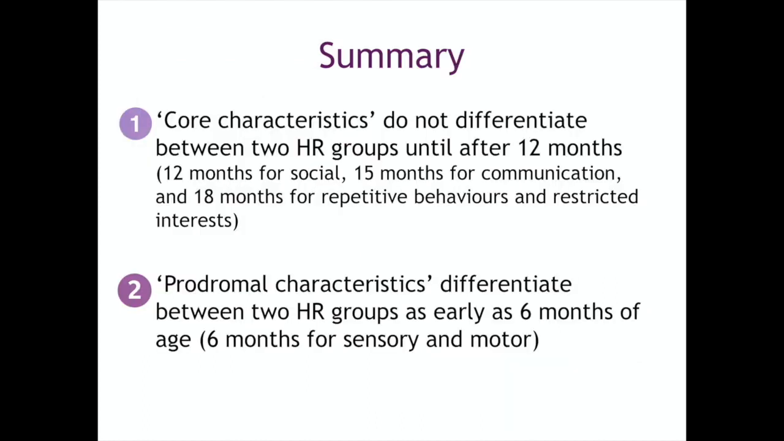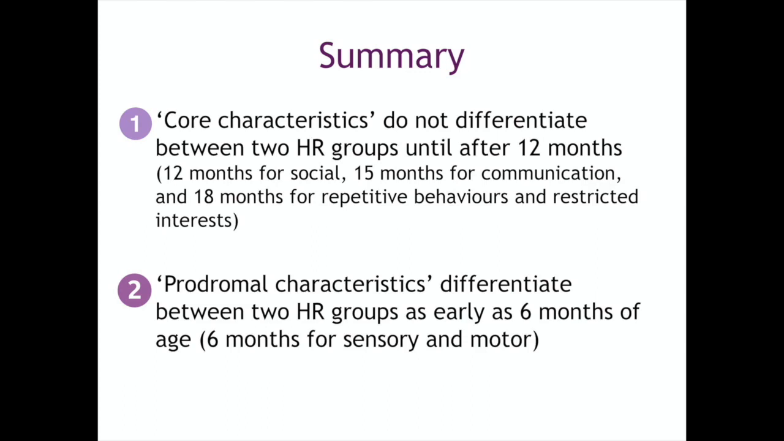So to summarize those findings, we found that the core characteristics of autism, so the social impairments and the language and things like that, don't really differentiate between the two high-risk groups until after 12 months of age. From the graphs, we could see that the differences between the two high-risk groups didn't appear until 12 months of age for social, 15 months of age for communication concerns, and 18 months of age for repetitive behaviors or restricted interests. But what was interesting is that the so-called prodromal characteristics were able to differentiate between the two high-risk groups as early as 6 months of age. So these are the sensory and motor things.